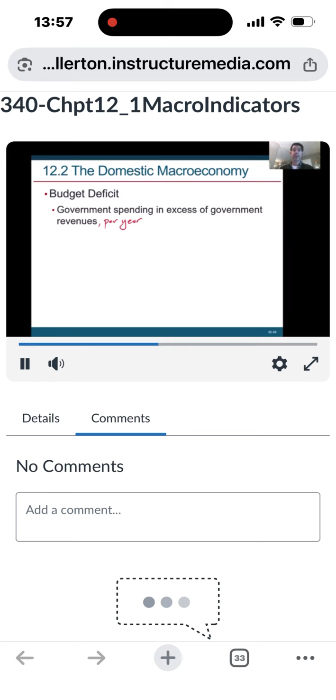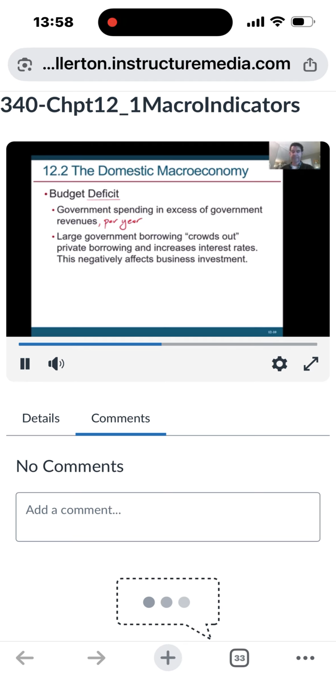Overall, the amount that the government owes is called the debt. Okay, so that's the distinction between those two. So this one here, it's talking about budget deficit. That is on a per year basis, how much they have spent more than how much they're actually taking in, and that's the amount that they have to borrow on a yearly basis.